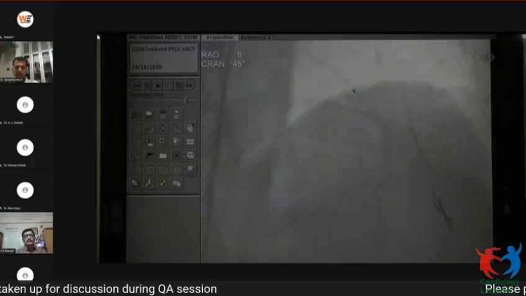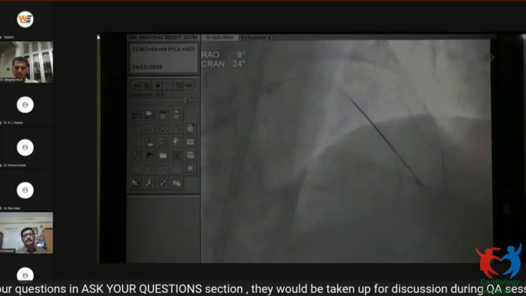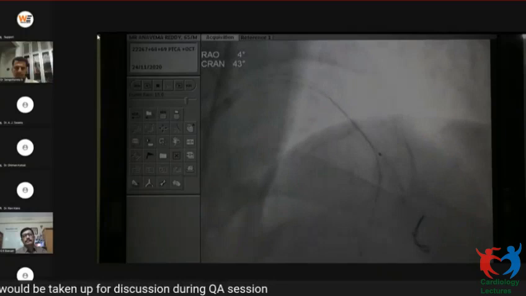Difficult in crossing the stent struts, so normally we went to the distal strut, so we were unable to cross. Then we rechecked again, then to recross with another, then we were trying to recross again. Go to the next. Next.